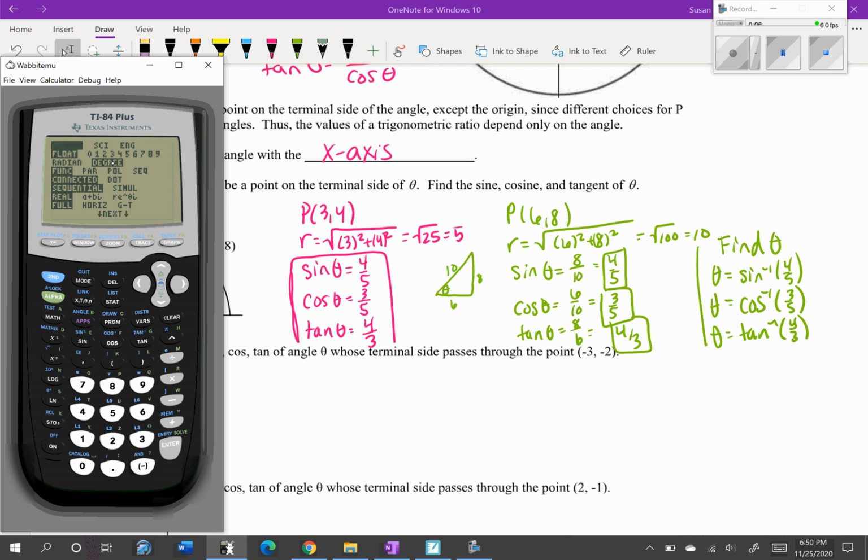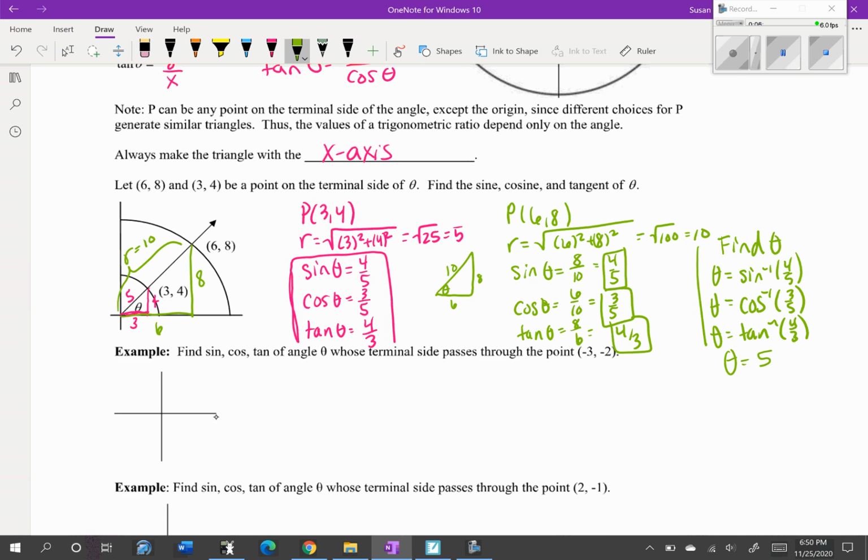Make sure your calculator is in degree mode, which mine is. And then at the home screen, you can do second sine, which gives you sine inverse. If I do 4/5, I get 53.13. So even if I did instead cosine inverse of 3/5, because that was the trig ratio, notice that I get the same answer, or I could have done the tangent inverse of 4/3, and I would still get 53.13, because again, they're using the same angle, so I should get the same answer. So theta is equal to 53.13 degrees.